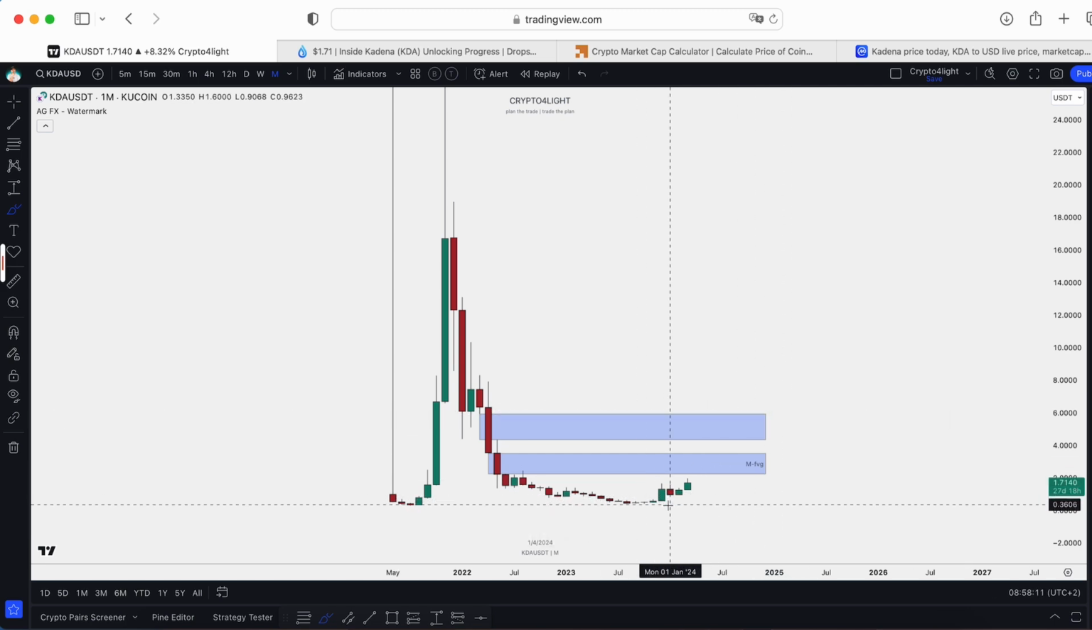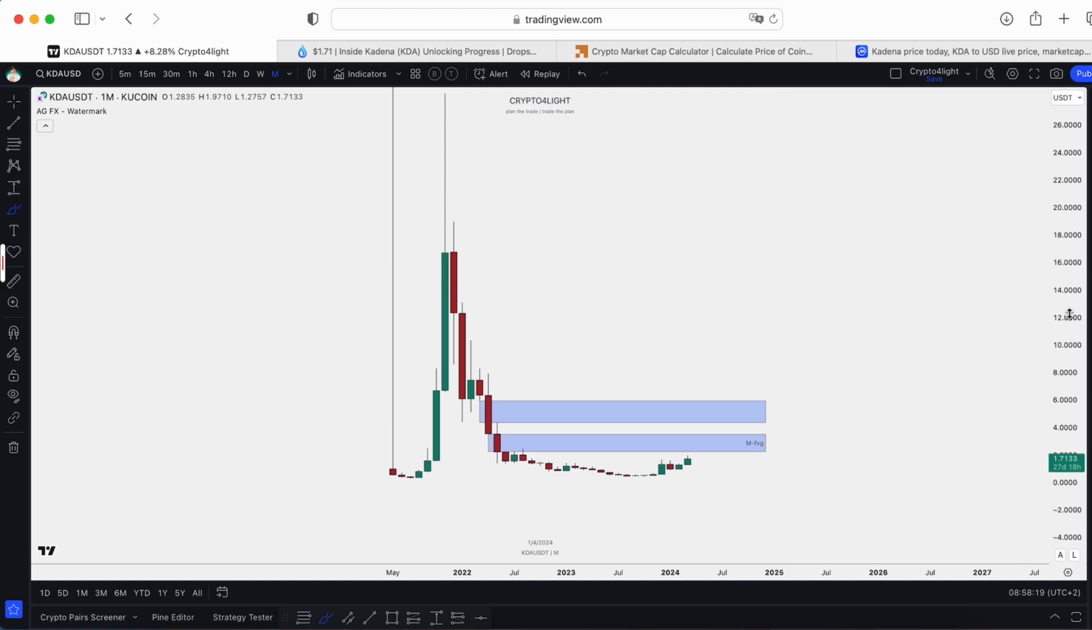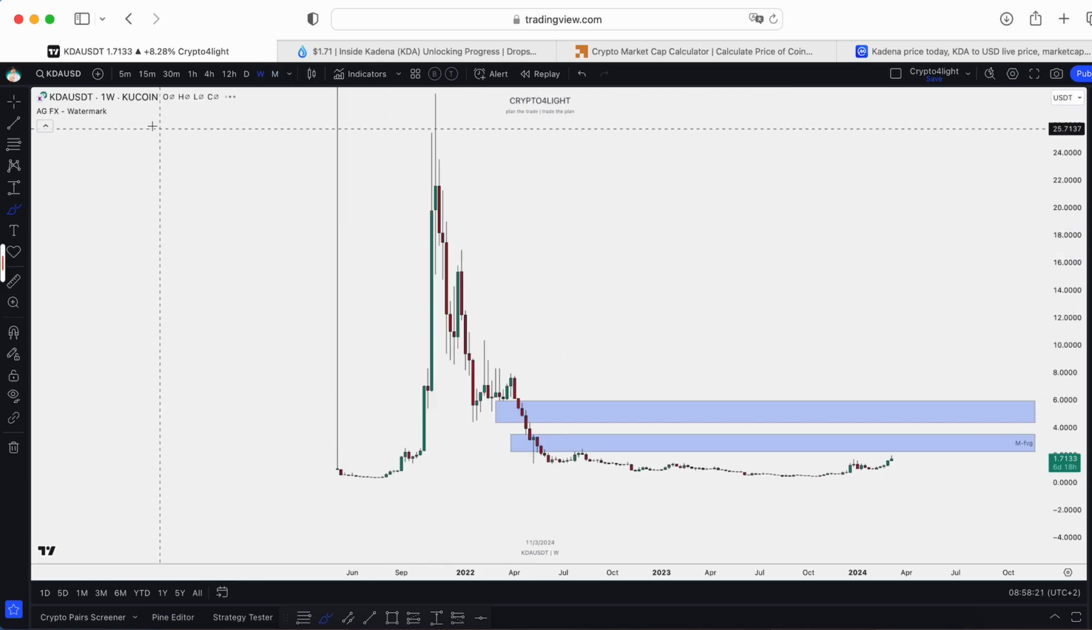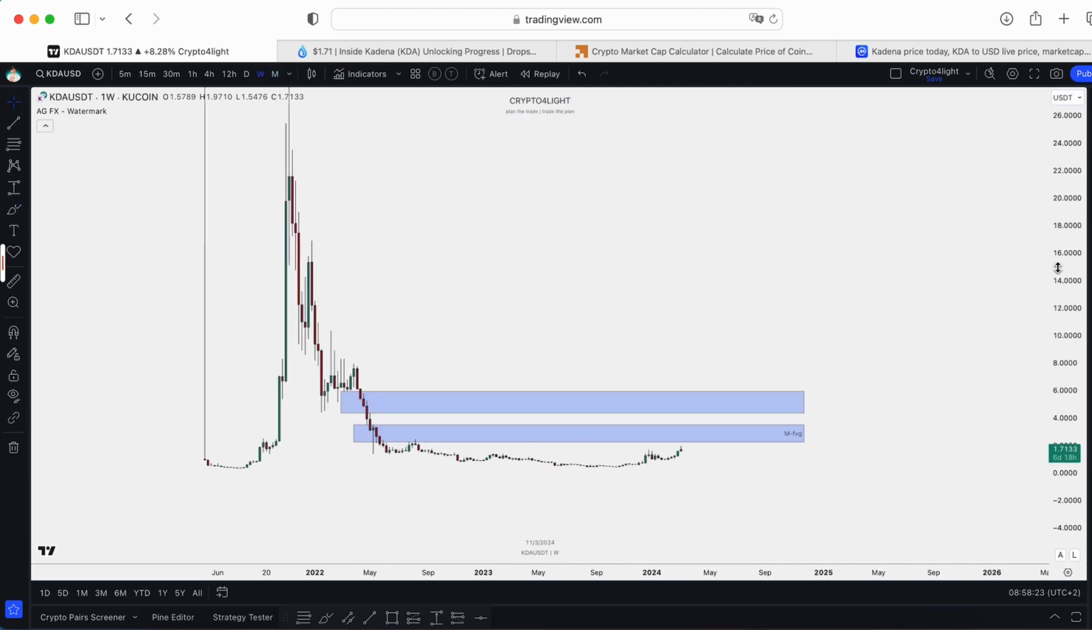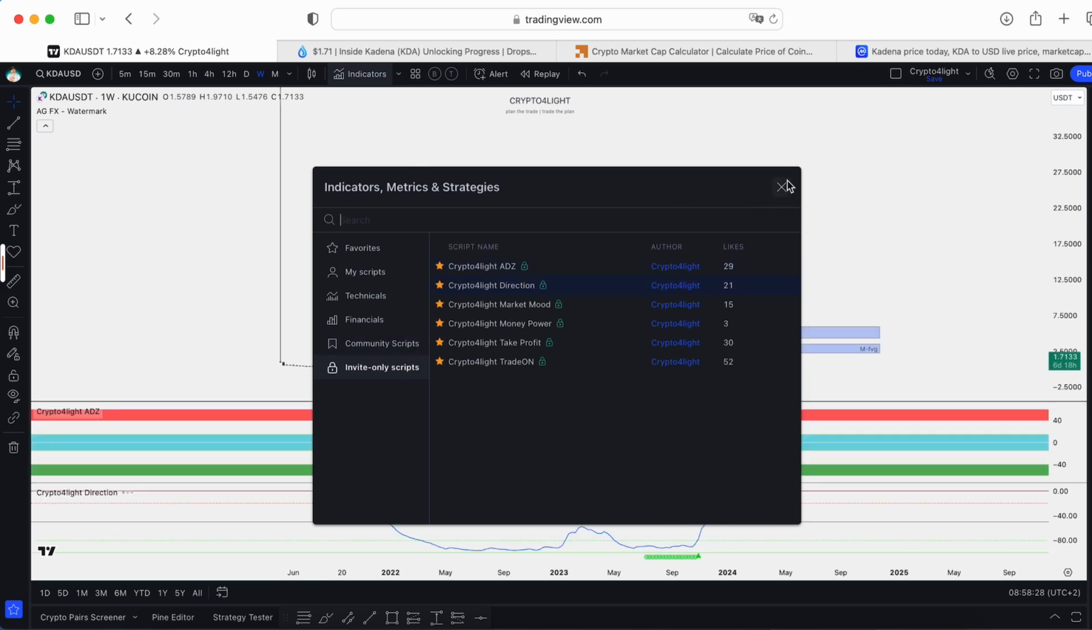And if you accumulate it here under $1, at $5, at $6, you can at least withdraw the initial deposit and leave free coins. So let's take a look at my custom indicator set, what else it did and what it does this time. ADZ direction, this one.